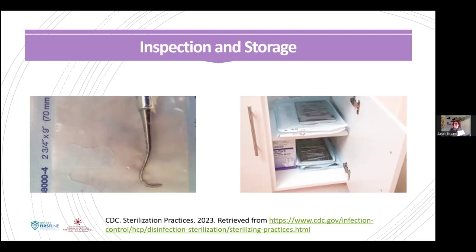If you have holes in packages, those instruments should be reprocessed as well. And then once everything has been inspected, it all looks good, we should really be storing it in a closed or covered area away from splash, splatters and aerosols, because if that paper gets wet, then it's rendered non-sterile. So keeping them in cupboards or drawers is a great way to help protect the packaging once they've been sterilized.